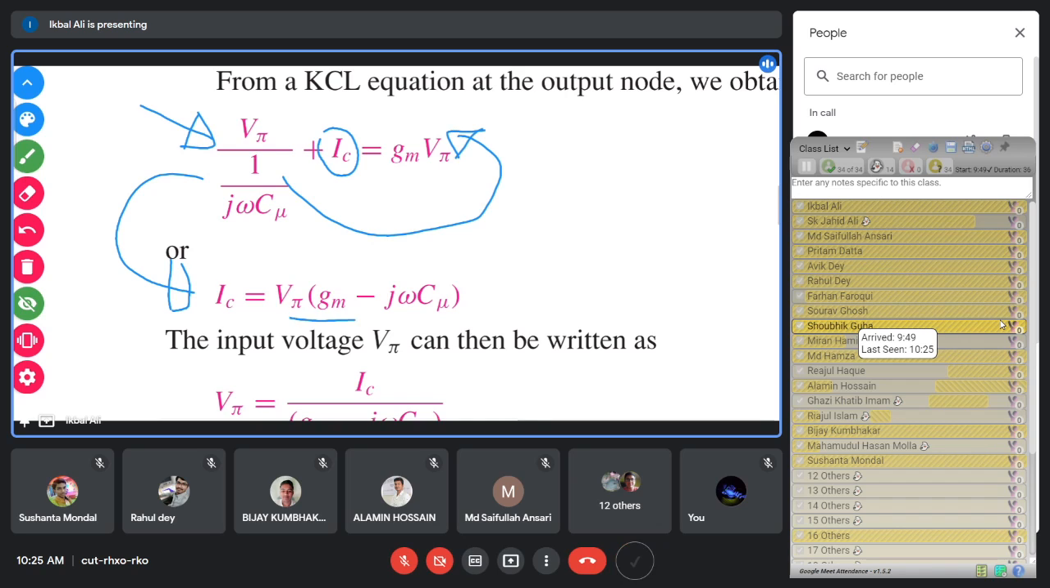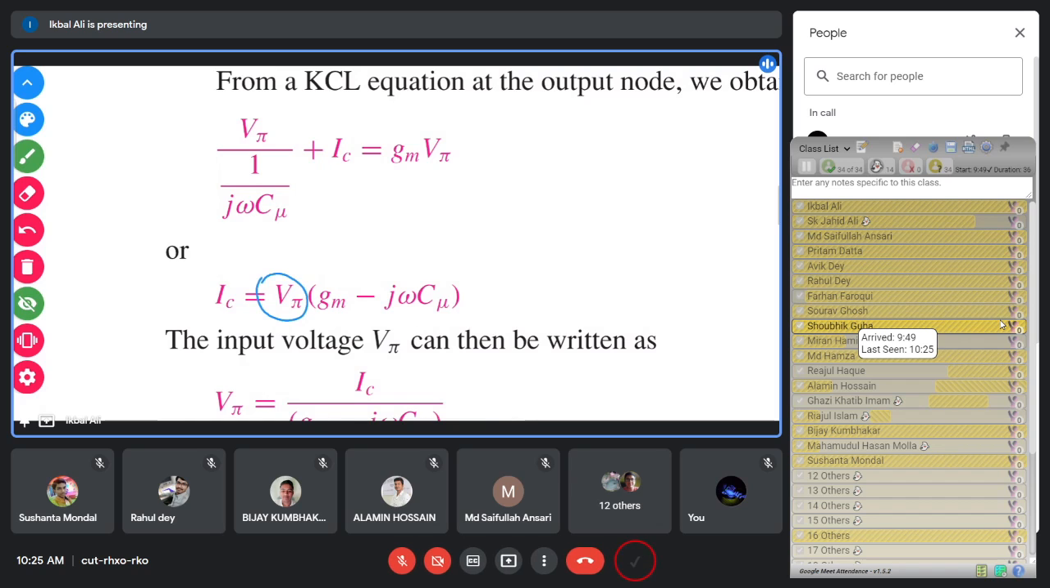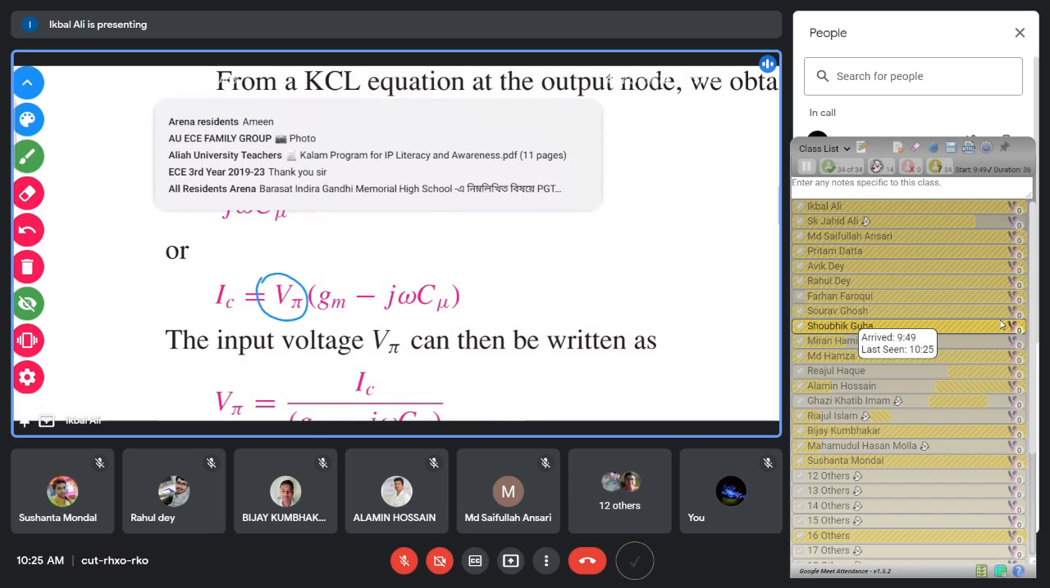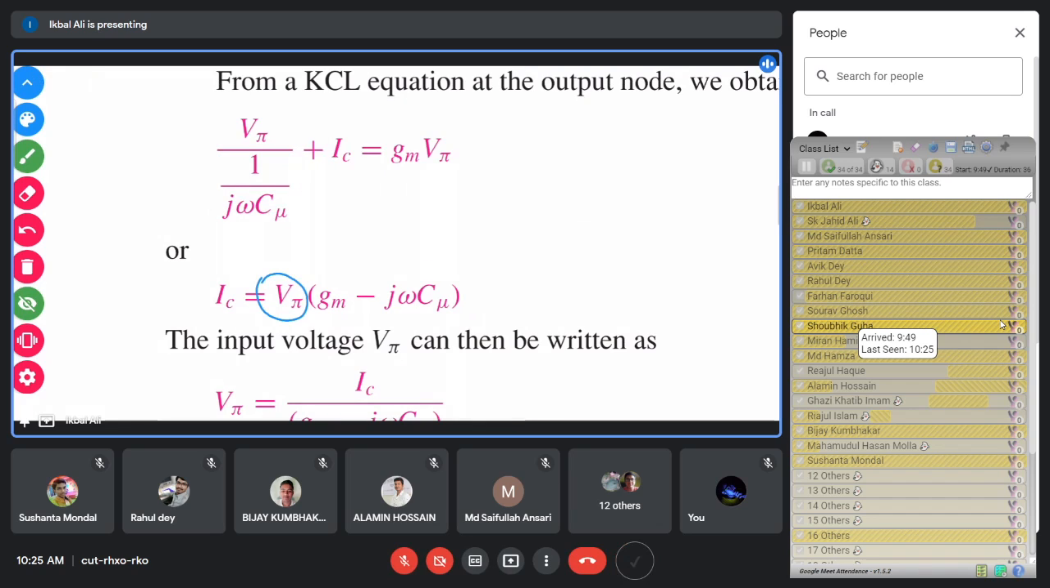So this is your Gm V pi minus V pi into j omega c mu. You take the V pi common, so it will be Gm minus j omega c mu. So this is your IC equation, the collector current equation in terms of V pi, the input voltage. This equation actually appears due to the KCL equation applied to the collector node.